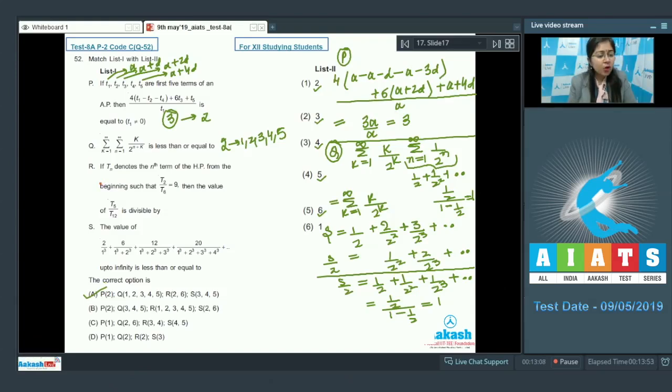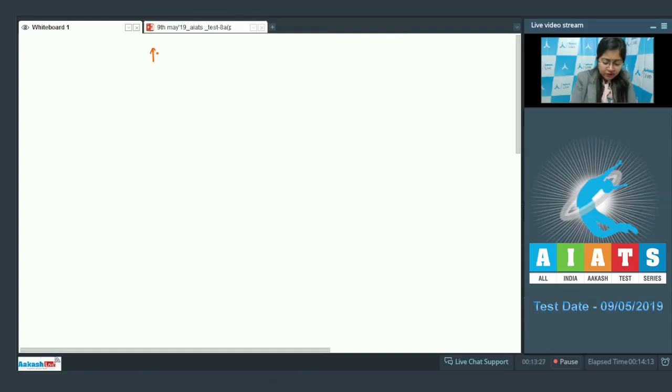Now still let's solve option number R, which says that if Tn denotes the nth term of the HP from the beginning such that T2 upon T6 is equal to 9, then the value of T5 upon T12 is divisible by. So we are given T2 divided by T6 is equal to 9 and we have to find T5 divided by T12. Let us say the terms of the HP are 1 by A, 1 by A plus D, similarly 1 by A plus 2D and so on. Let us say this is the HP.